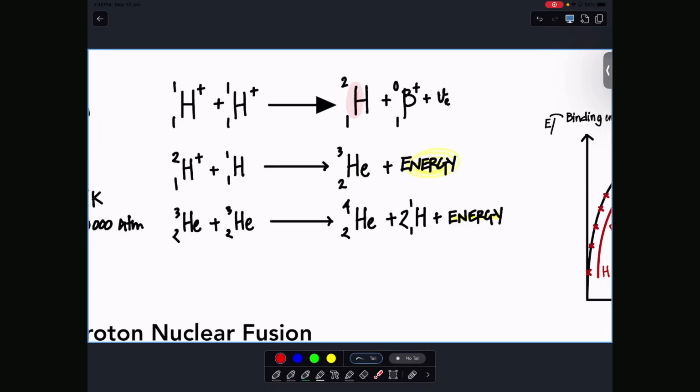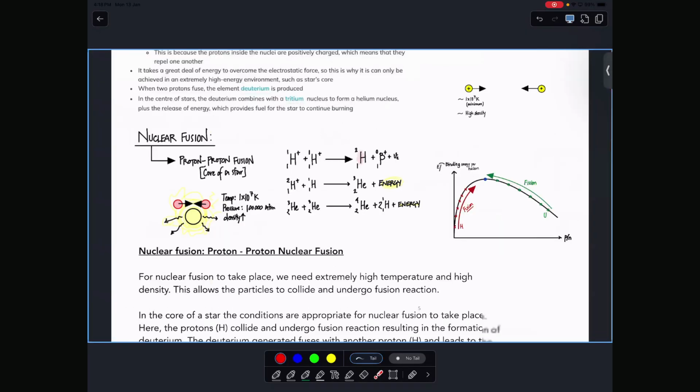That's why stars last for so long. Okay, so yeah, this is the fusion process.